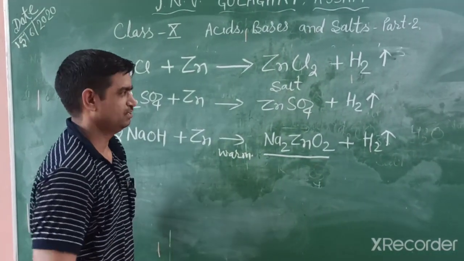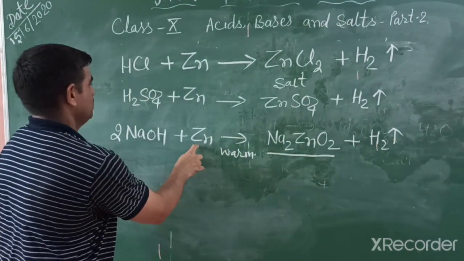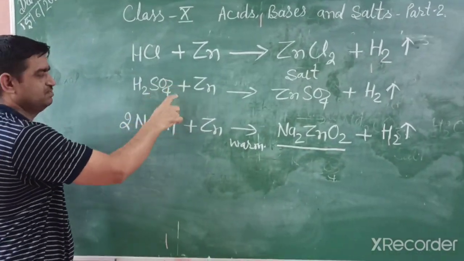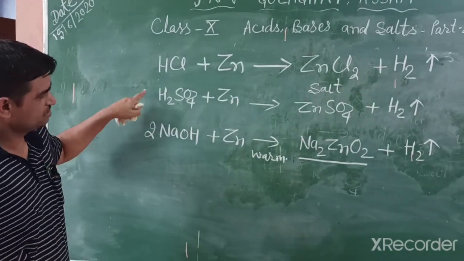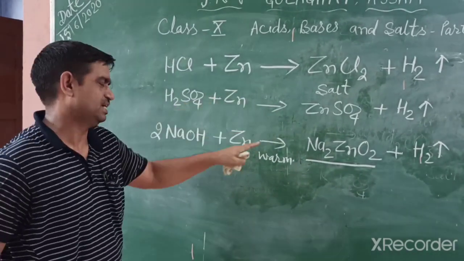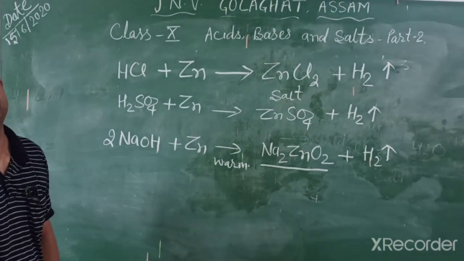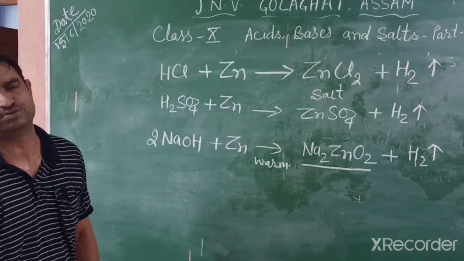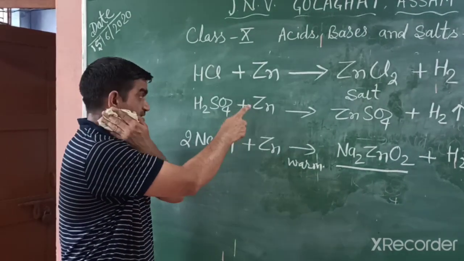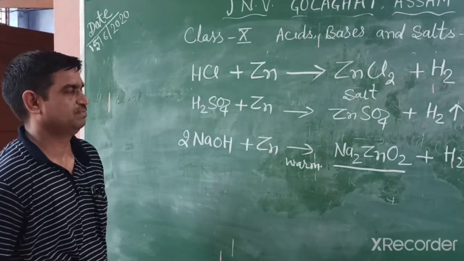So this is also a salt. So zinc metal reacts with acid as well as base. In acids, zinc releases hydrogen gas, and with base it also releases hydrogen gas, but not all metals release hydrogen gas this way. Another metal, aluminium, also reacts in a similar way.